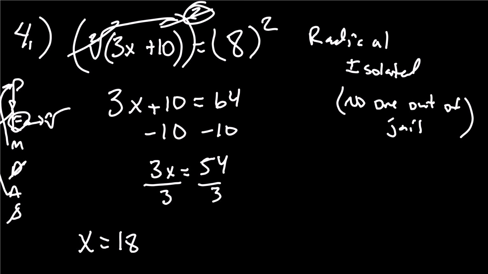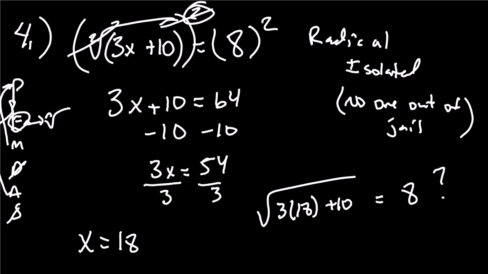Now you're not done here. If you don't check your work, you're not going to get any credit. So you have to plug 18 in. I rewrite the whole thing: the square root of 3 times 18 plus 10 equals 8. I don't know if that's true yet. 3 times 18 is 54, plus 10 is 64. So yes, the square root of 64 does equal 8. It does work out, so we're good to go. And that's enough for that problem.